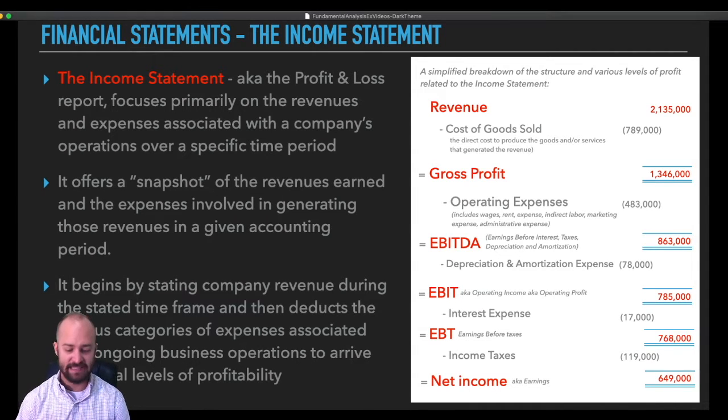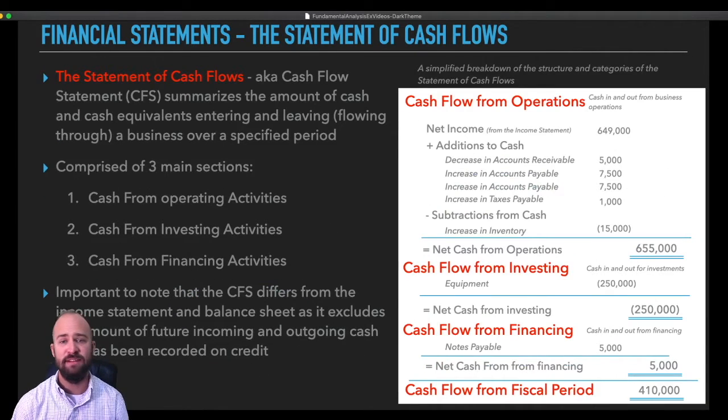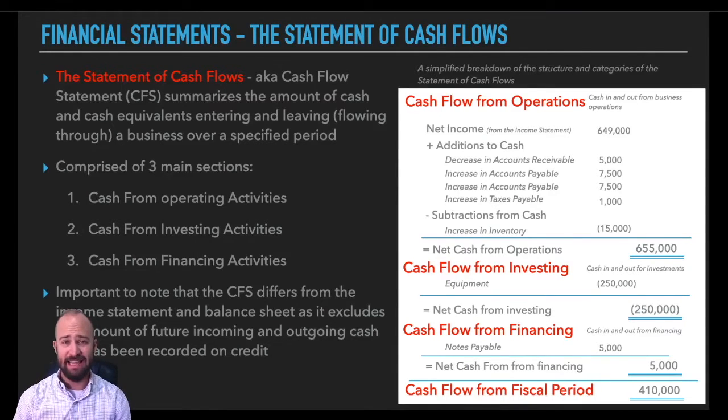This number then gets carried over into the statement of cash flows. So you can see that the first top line input of the statement of cash flows is net income. Whereas the income statement gave us a snapshot of the revenues earned and the expenses associated with generating those revenues in a given accounting period, the statement of cash flows talks about the actual cash entering and exiting a business, flowing through a business over a given period.